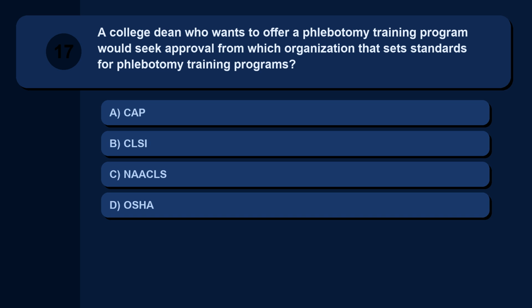Question 17. A college dean who wants to offer a phlebotomy training program would seek approval from which organization that sets standards for phlebotomy training programs? CAP, CLSI, NAACLS, OSHA. NAACLS, National Accrediting Agency for Clinical Laboratory Sciences, accredits phlebotomy training programs and sets educational standards.